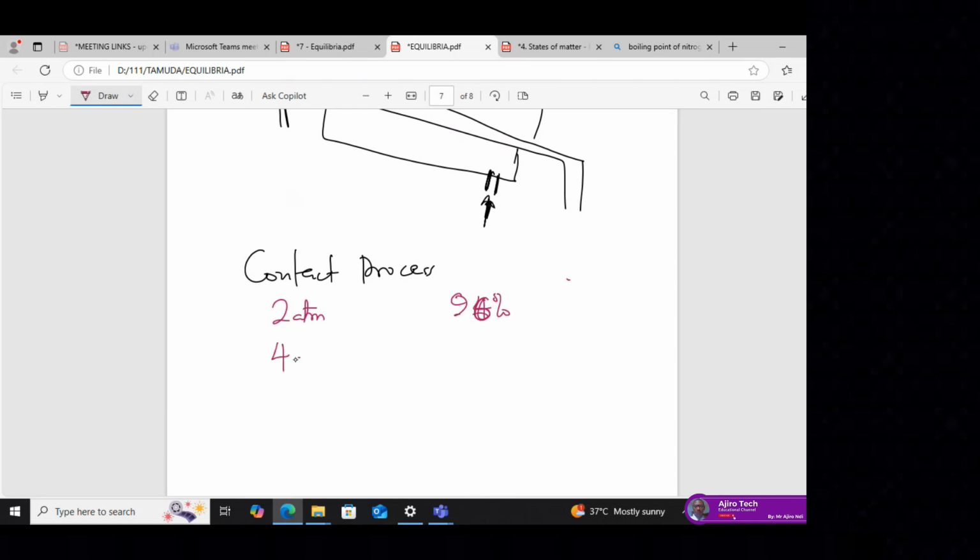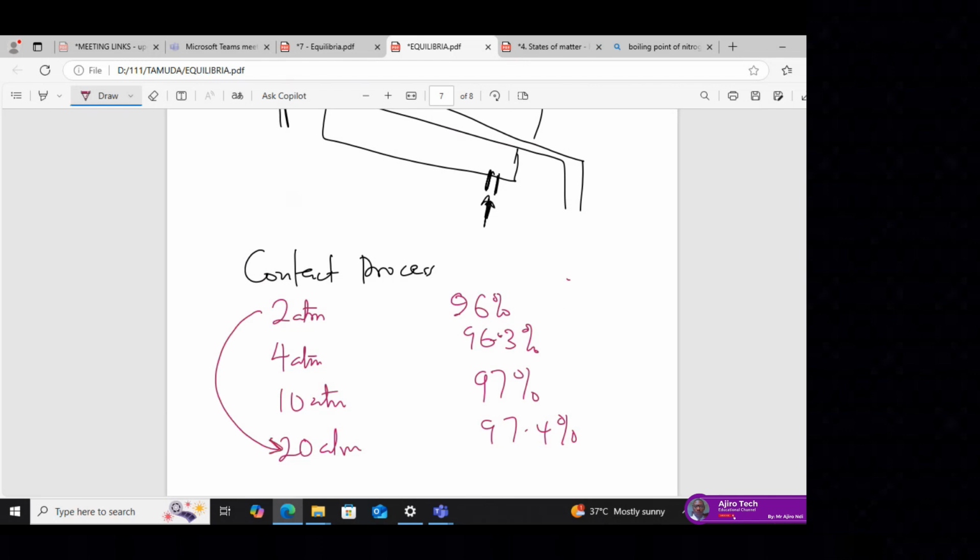When you make it 4 atm, it becomes 96.3%. At 10 atm, it increased also to 97%. At 20 atm, 97.4%. Now, is it worth it to increase it? No. The money you are going to spend to convert this to this, friends say it's not worth it. Do you get the point now?